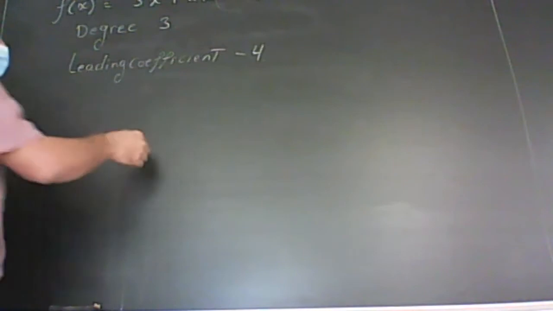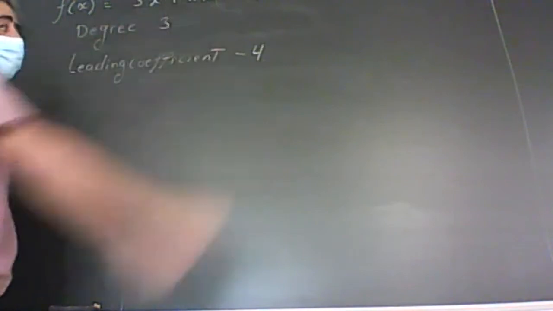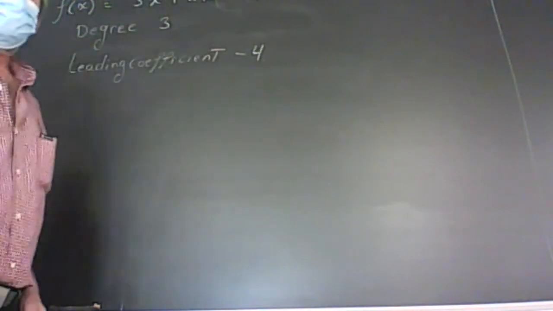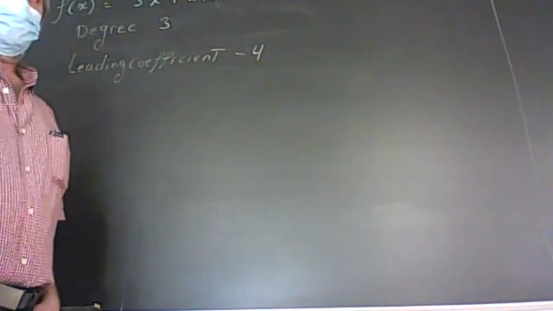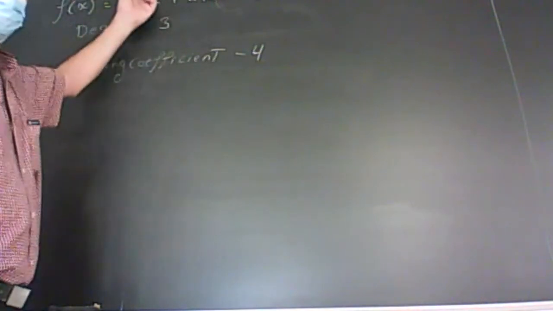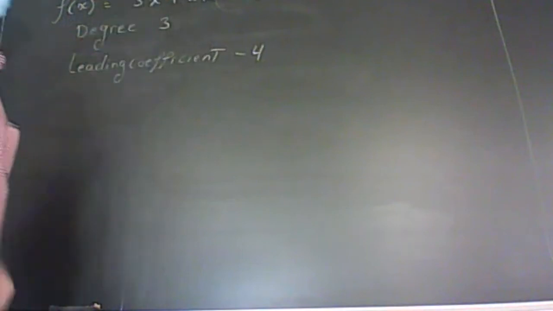If I put a negative exponent here, then this is not a polynomial anymore. Why? Because the exponent is negative. Let's take a look at another.